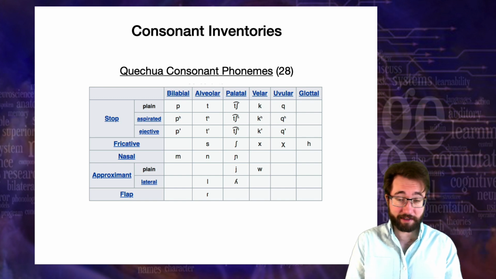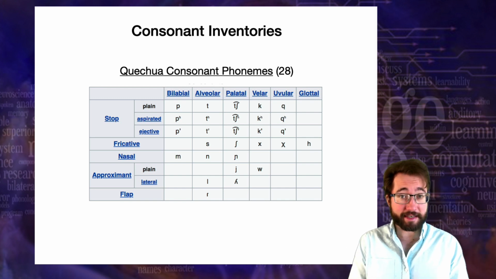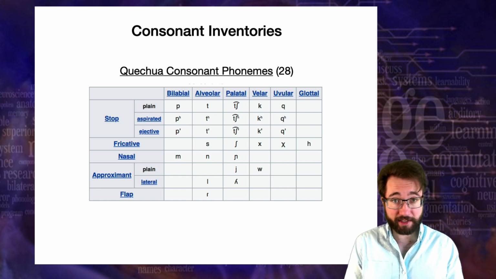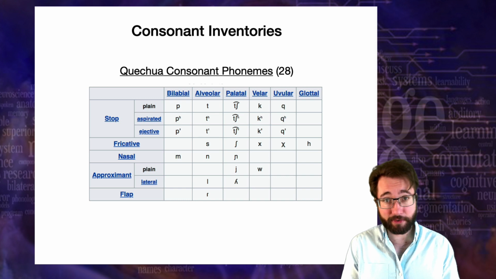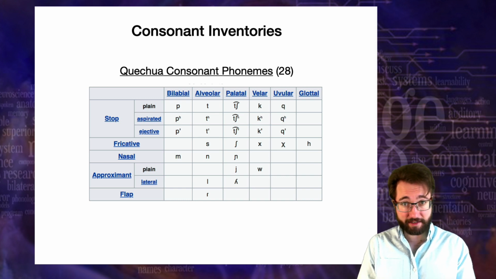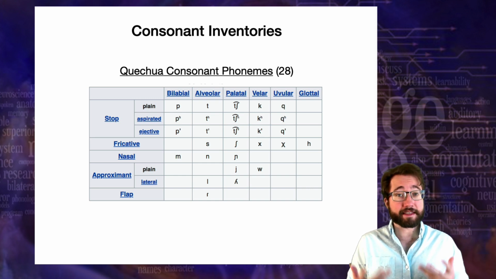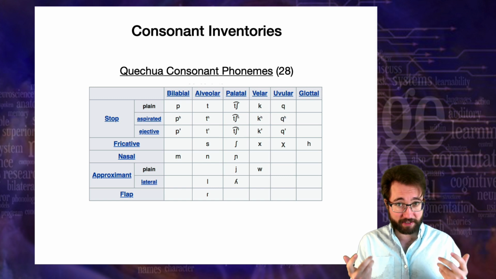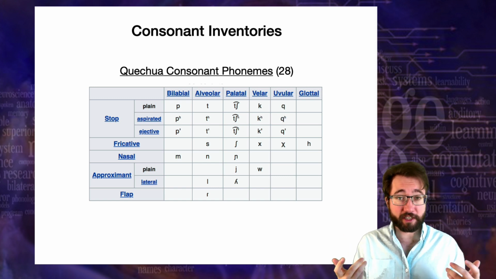Here's another language, Quechua. This is one of the major Native American languages which is still spoken in South America, especially in Peru and Bolivia. So Quechua has 28 different consonant phonemes, and again we see this systematic pattern. We see the systematicity, this sort of grid-like structure to the phoneme inventory.